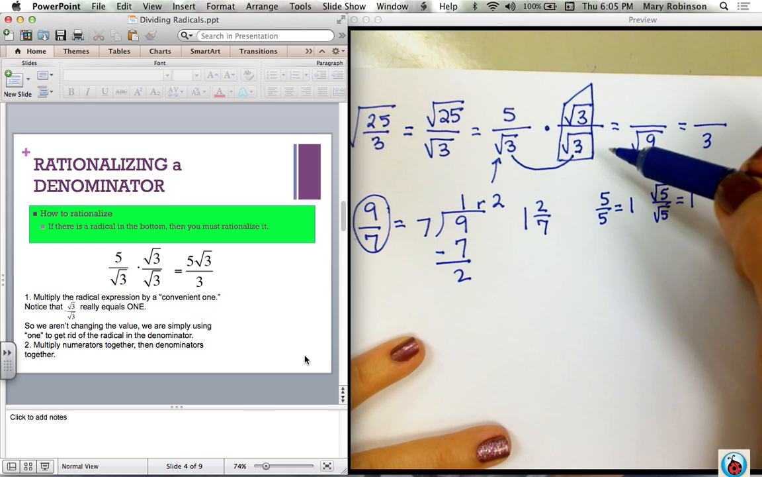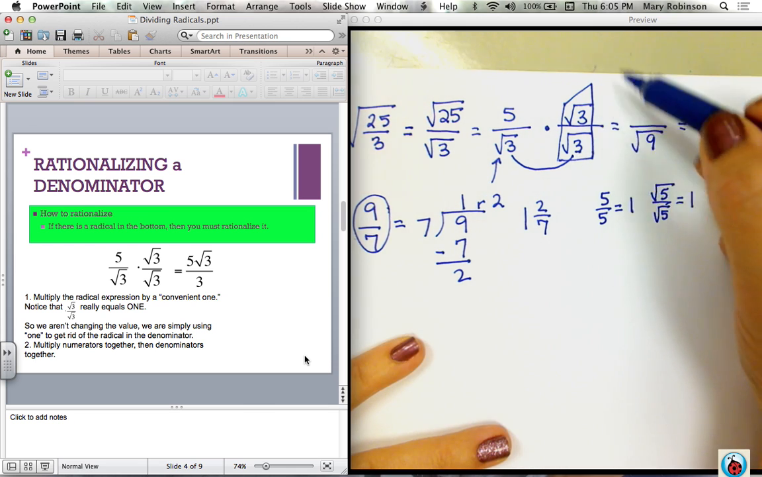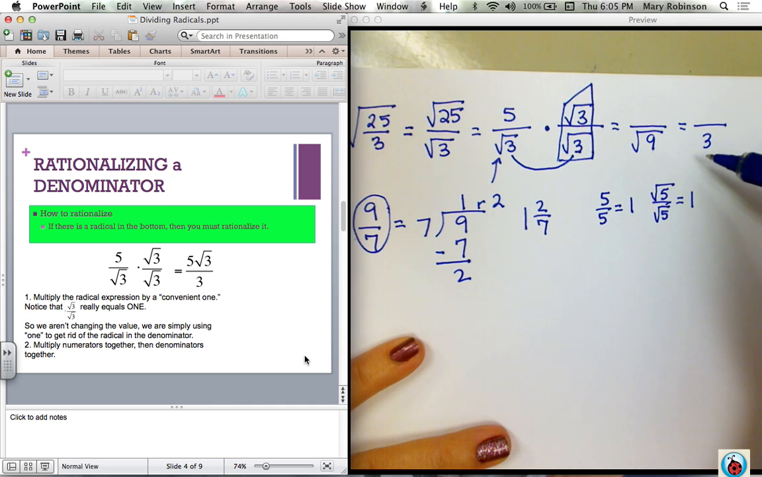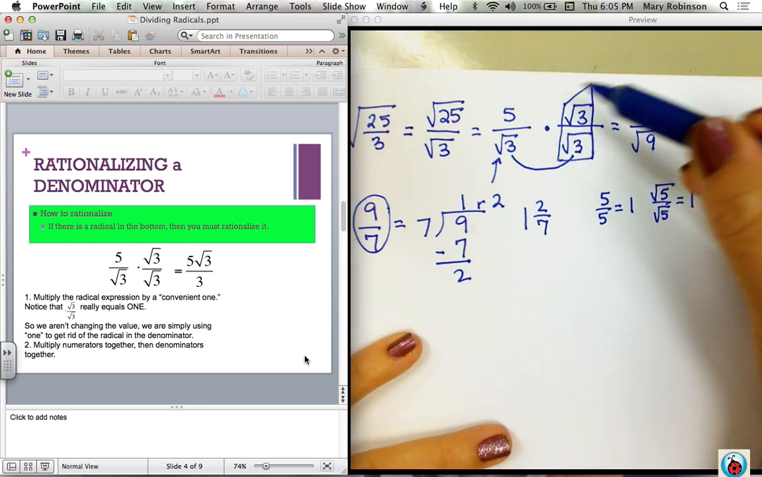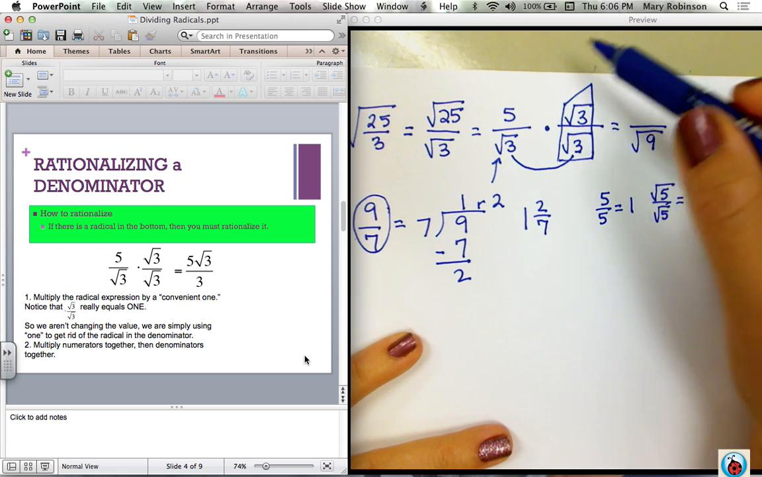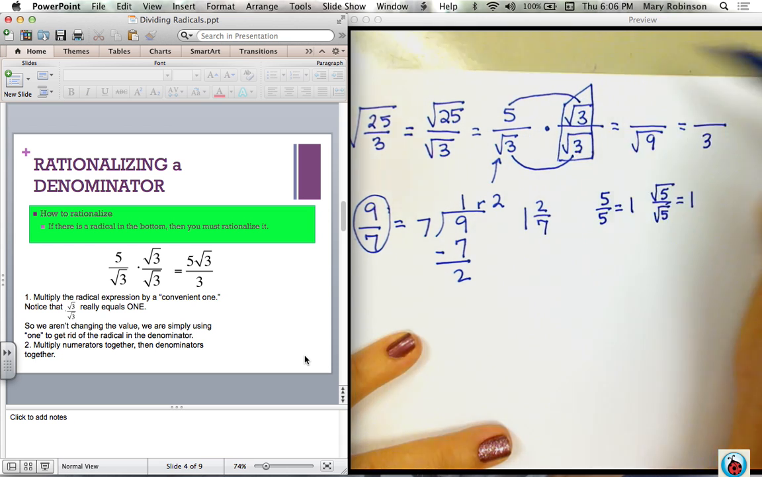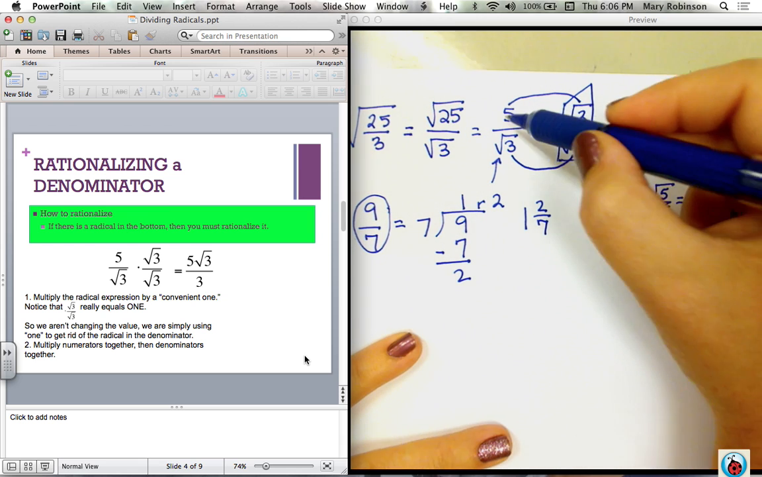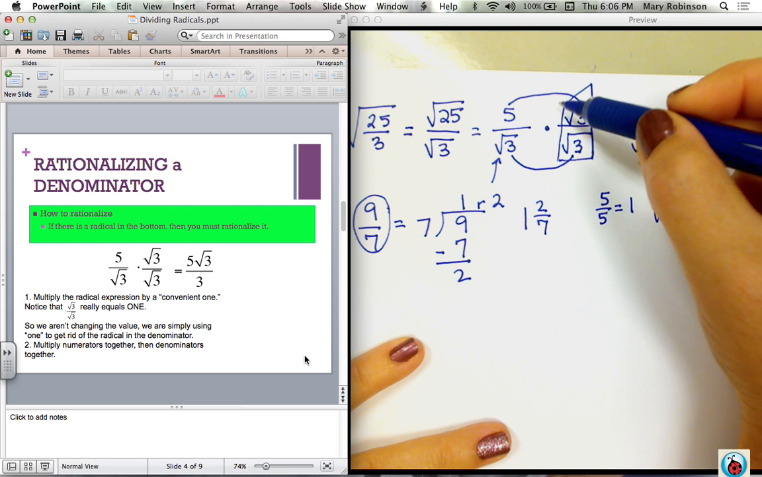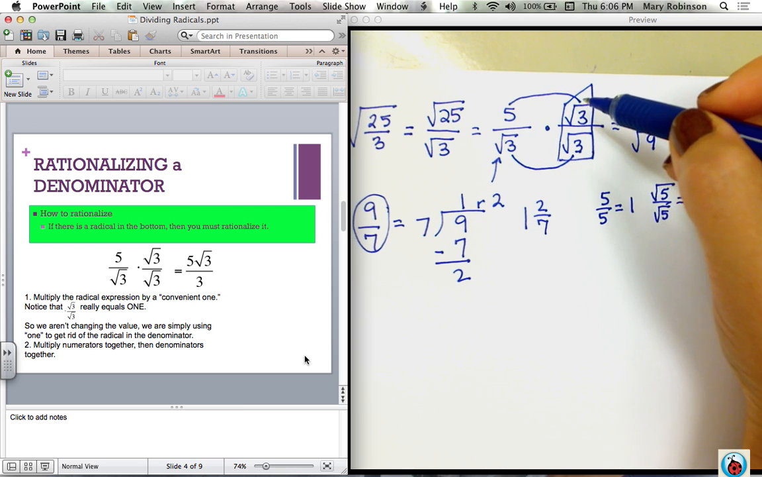So we're not really changing the value, we're simply using this 1 to get rid of the radical in our denominator because it gave us a result that was an integer, meaning just a positive or negative whole number here. So our next step is to simply multiply our numerators together and denominators together once we determine the convenient 1. So when we multiply 5 times the square root of 3, remember we can only multiply radicands together and numbers by themselves together or outside of a radical.